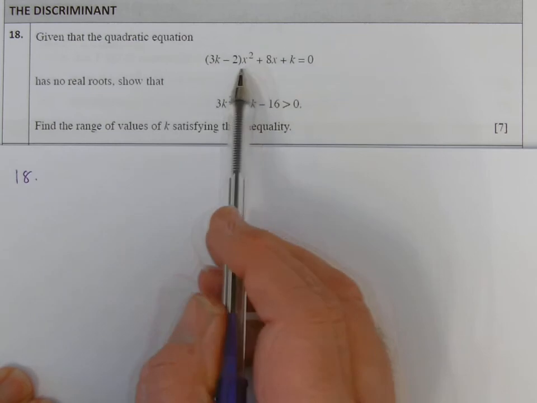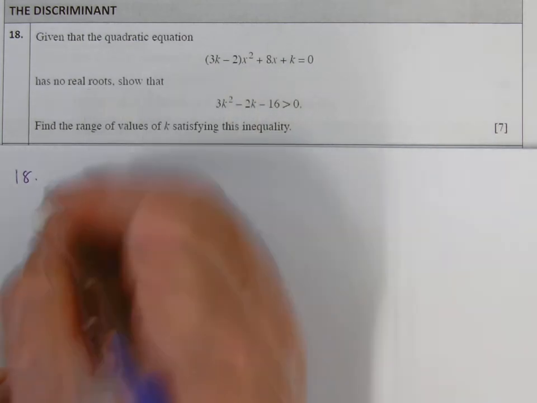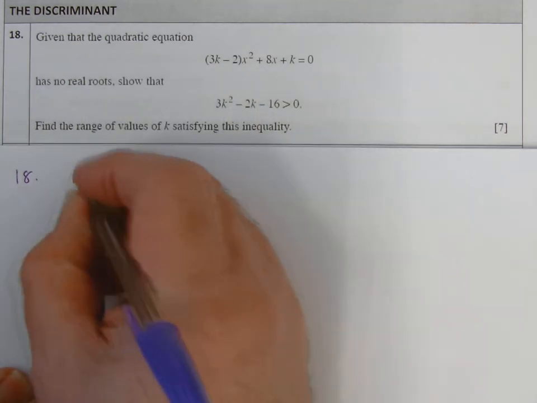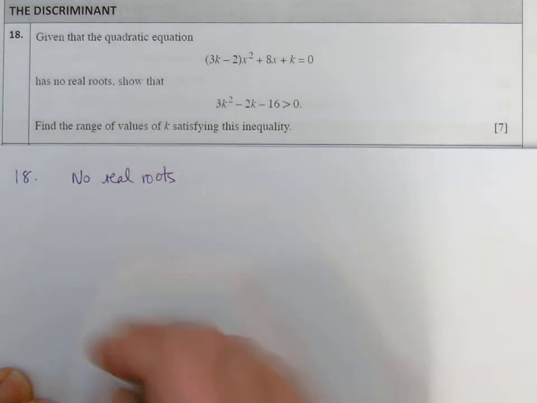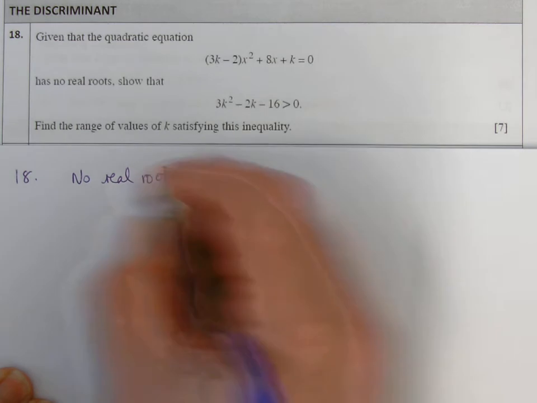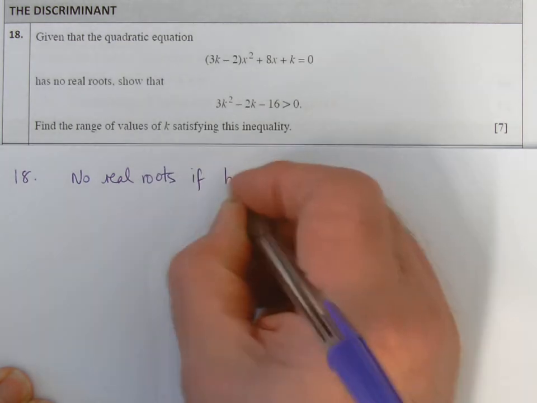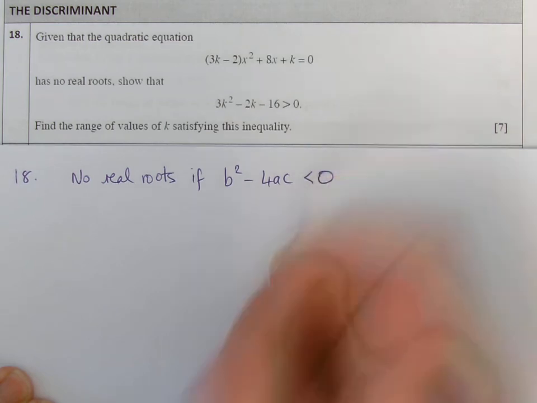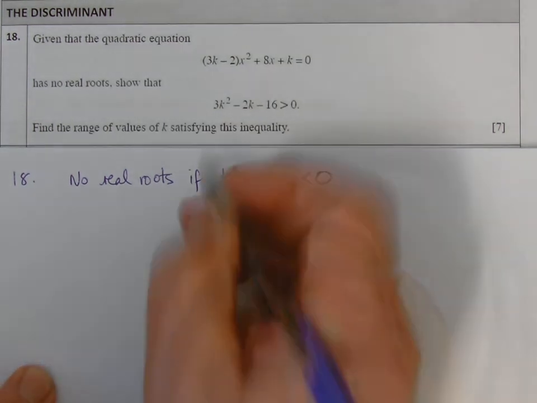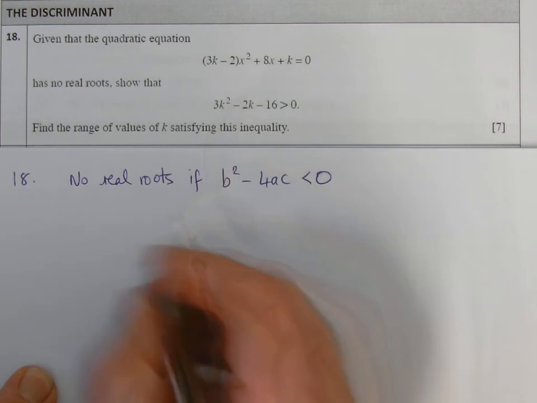Okay, one condition: this quadratic has no real roots, so the condition for no real roots is that the discriminant is less than naught. So there are no real roots if b squared minus 4ac is less than naught. Okay, identify a, b and c from the quadratic.